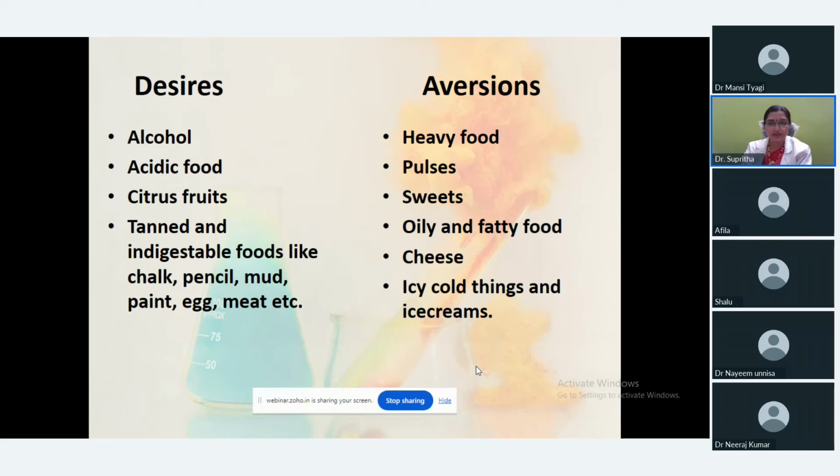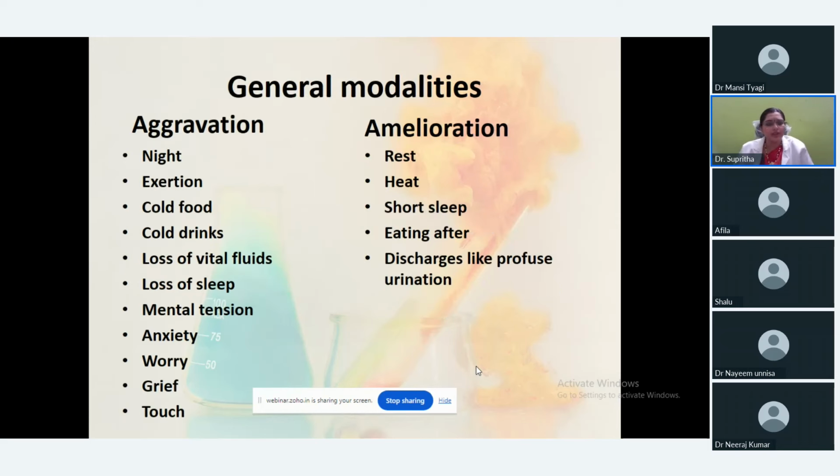Fine. So aversions of acids: heavy food, pulses, sweets, oily and fatty food, cheese, icy cold things, and ice creams. Coming to the general modalities: aggravation in the night, exertion, cold food, cold drinks, loss of vital fluids, loss of sleep, mental tension, anxiety, worry, grief, and touch. All these are the aggravating factors present in the acid remedies. Amelioration by rest, heat, short sleep, after eating, and discharges like profuse urination.